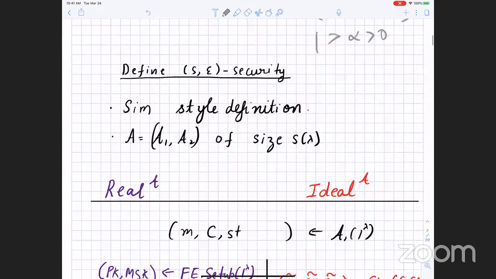So now let me come to the definition that we're considering. We're calling it S epsilon security. And we're going to define it using a simulation style definition.